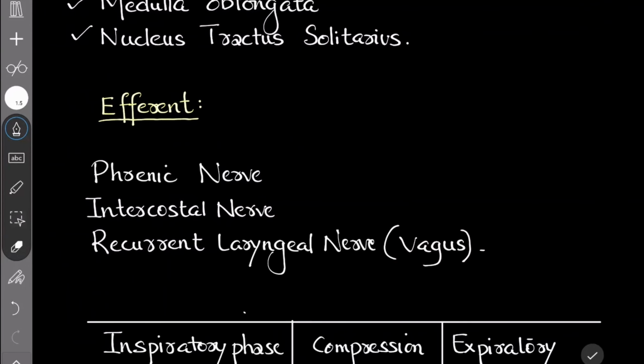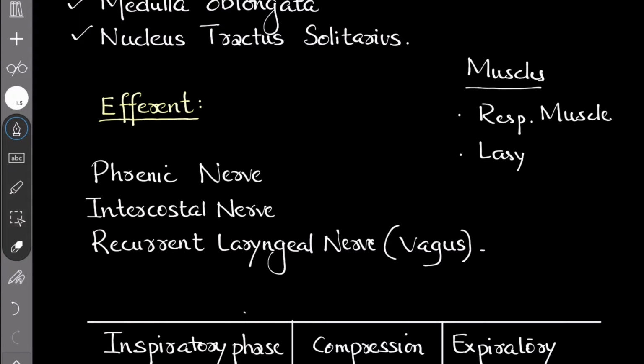And where does it act? It acts on the effector muscles. You should know which muscles it acts on. It acts on respiratory muscles, like laryngeal muscles, and then smooth muscles. These are the muscles in which they act.